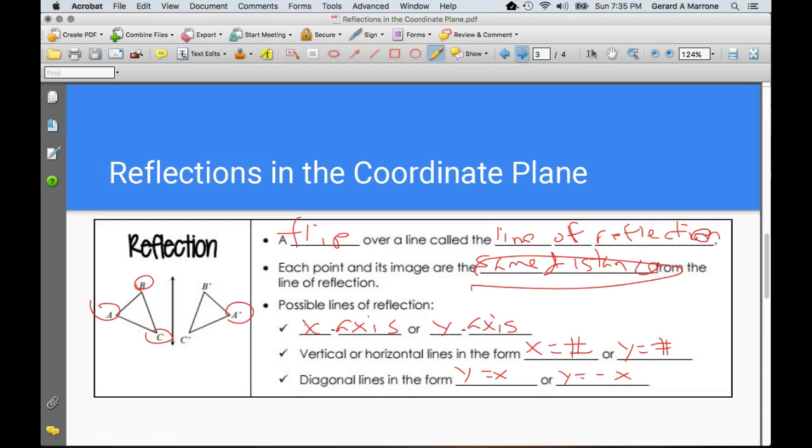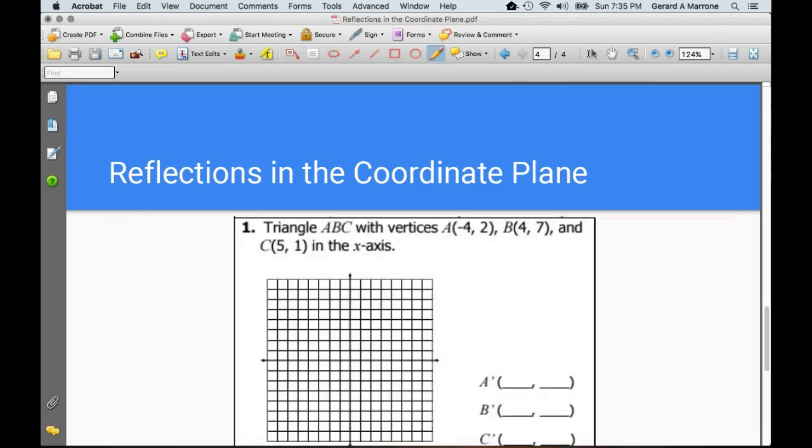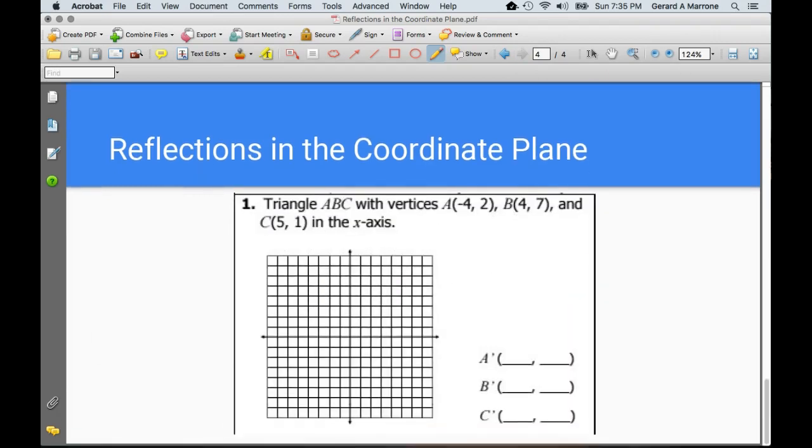So let's take a look at one example, and then you guys will have some to try tonight. In this figure, they gave us the vertices -4, 2. So right there's point A. They gave us 4, 7, right here, point B. And they gave us 5, 1. There's point C. So I've got my figure here drawn in. The lines are very crooked, I apologize for that. We'll make these points bigger so you can see it.